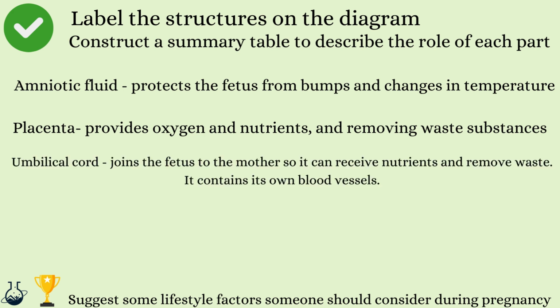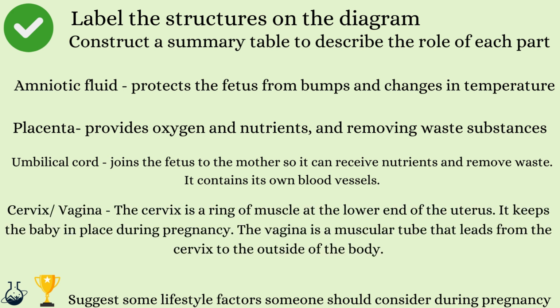The umbilical cord joins the fetus to the mother so it can receive nutrients and remove waste. It contains its own blood vessels. The cervix or the vagina. The cervix is a ring of muscle at the lower end of the uterus. It keeps the baby in place during pregnancy. And the vagina is a muscular tube that leads from the cervix to the outside of the body.